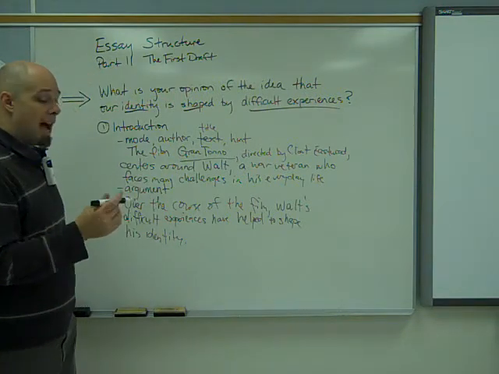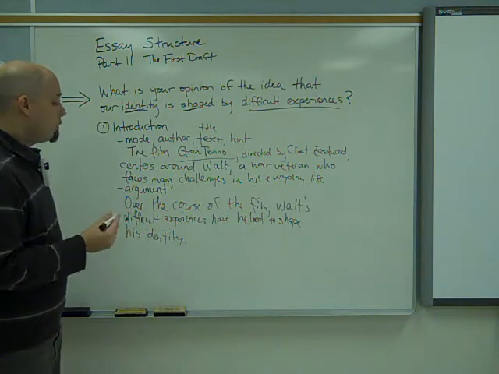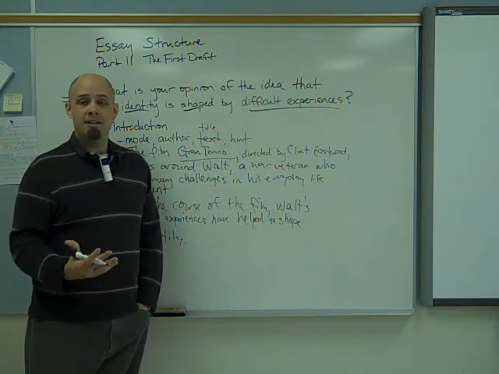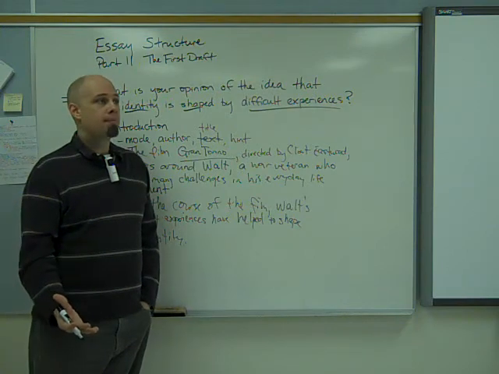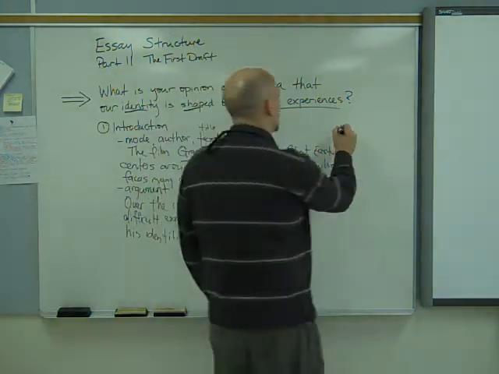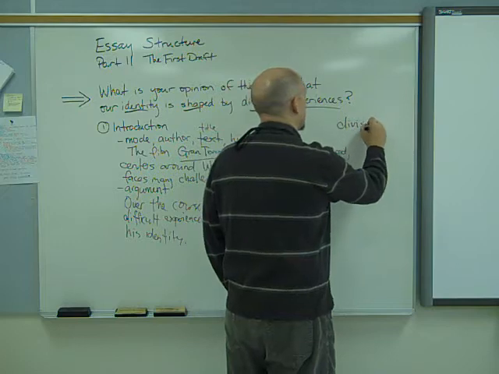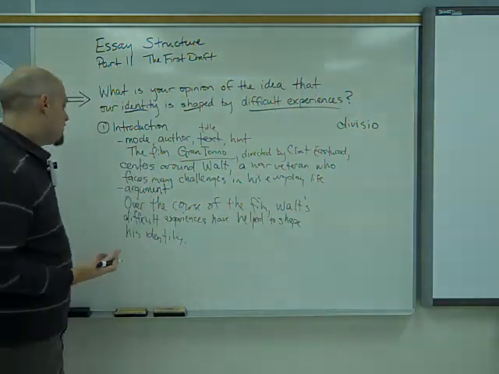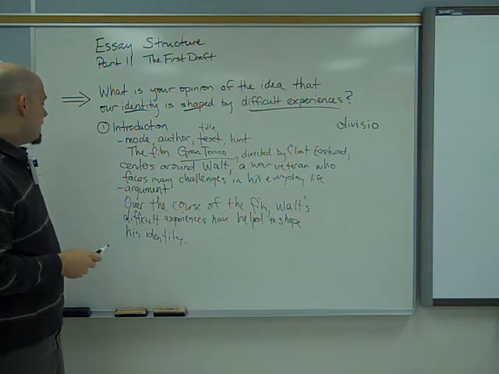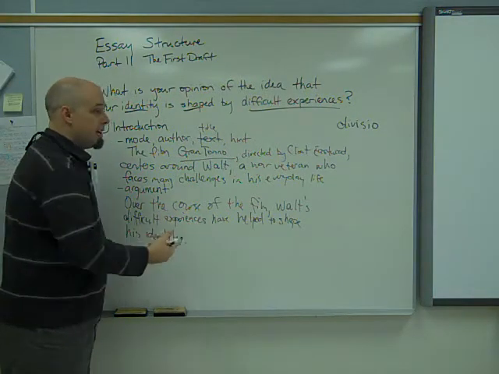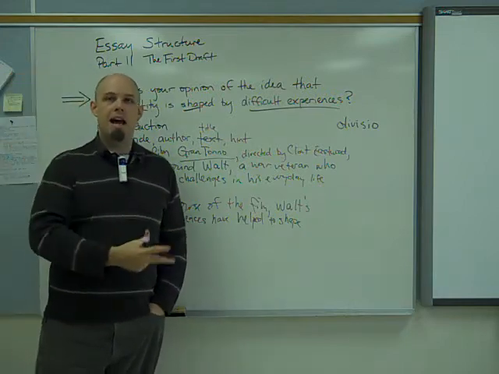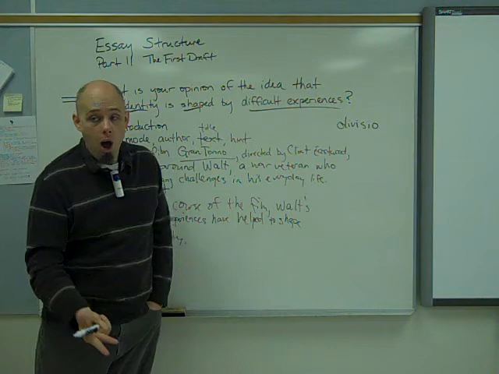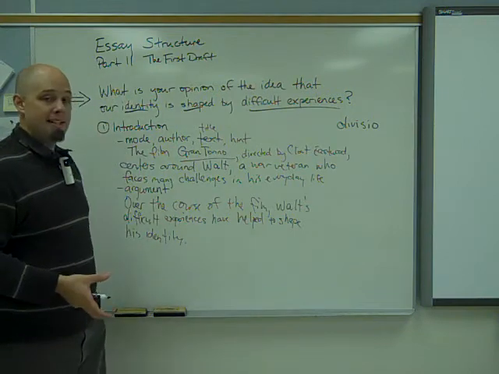Now, some people, me included, would like you to include a hint of what your essay is going to be about. Not just a hint, but what's called a divisio, or an outline of your argument. So, over the course of the film, Walt's difficult experiences, including his time in Korea, his wife's death, the beating of Tao, the beating of Sue, and his own sacrifice, have helped shape his identity.